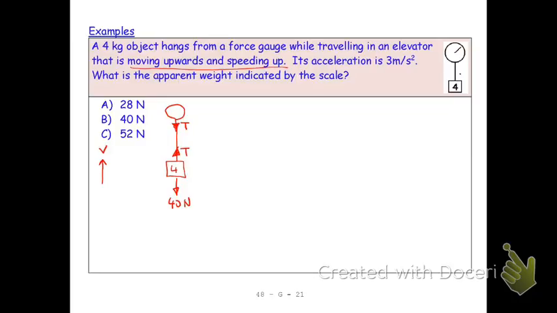Yeah, that's exactly right. Think back about your physics in previous chapters. If the velocity and the acceleration are in the same direction, you're speeding up. And if your velocity and your acceleration are in opposite directions, you're slowing down. Remember that? So if I'm moving upwards and speeding up, my acceleration must be in the same direction as my velocity. So my acceleration is upwards in this case.